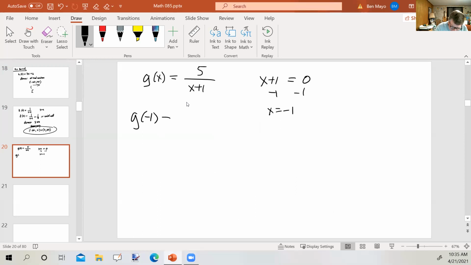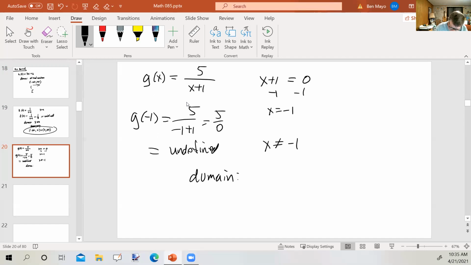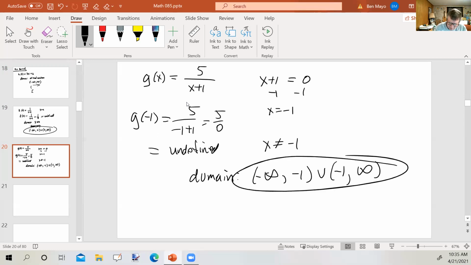G of negative 1 equals 5 over negative 1 plus 1, which is 5 over 0, which is undefined. So we want to say that x is not equal to negative 1. So the domain, we go from negative infinity up to, but excluding negative 1, in union with after negative 1 up to positive infinity. All right.